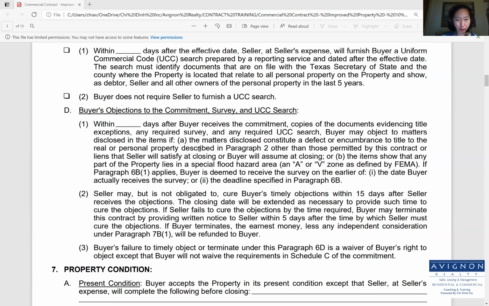So it goes on to say, for example, A, the matter disclosed constitutes a defect or encumbrance to title to real or personal property described in paragraph 2, other than those permitted by this contract, or liens that seller will satisfy at closing or buyer will assume at closing, and more regarding the buyer's objections.